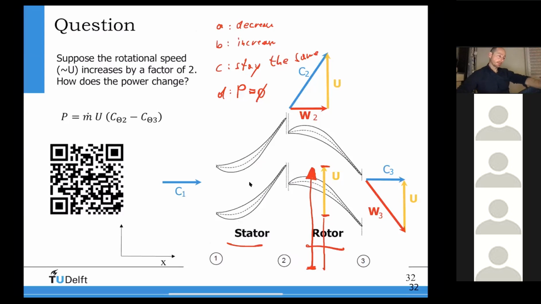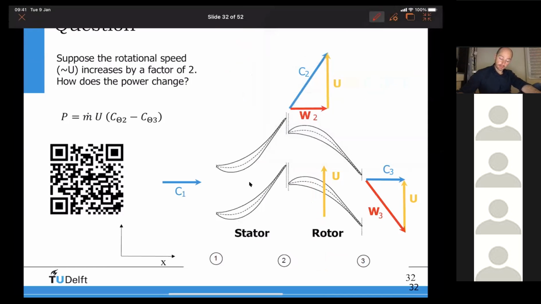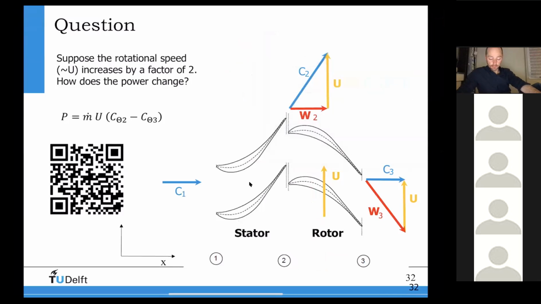Okay, so I have a turbine. I have a certain rotational speed as it is given here. This is the starting configuration. Everything starts with these velocity triangles that you can see here. I have designed it in such a way that I will get velocity triangles that look like this here.